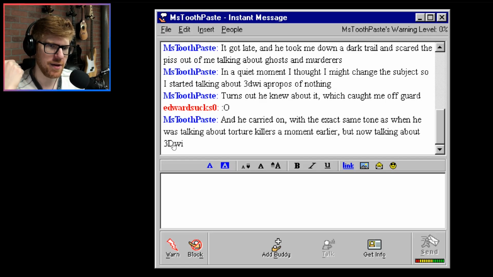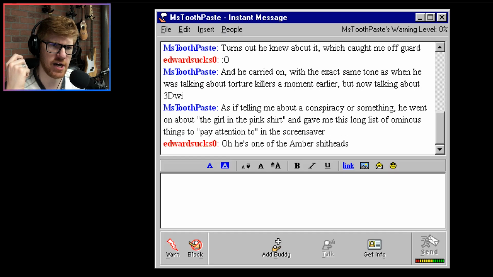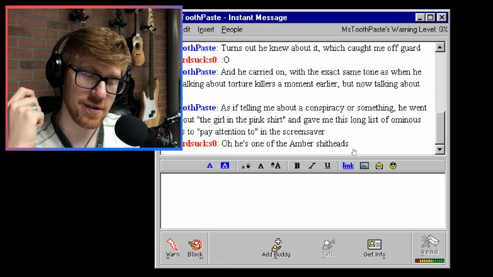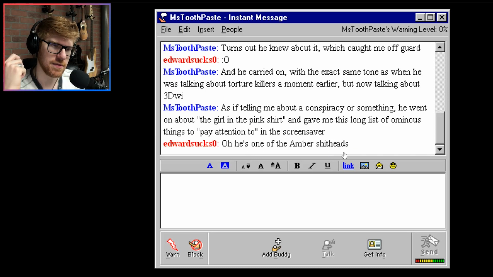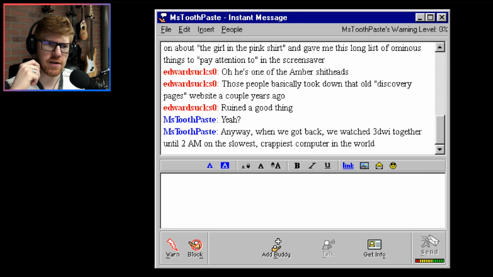I don't know how to pronounce that. I'm used to 3D Whisker. As if telling me about a conspiracy or something, he went on about the girl in the pink shirt and gave me a long list of ominous things to pay attention to in the screensaver. Ooh, he's one of the amber shitheads. Or shiffieds. You know, I can never tell. Is that a type of person? I mean, that was happening on the forums. Those people basically took down that old Discovery Pages website a couple years ago. Ruined a good thing. What? Yeah? Anyway, when we got back... Well, talk more about that. What do you mean took down the Discovery Pages website?